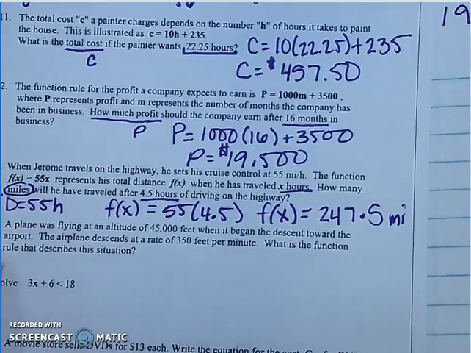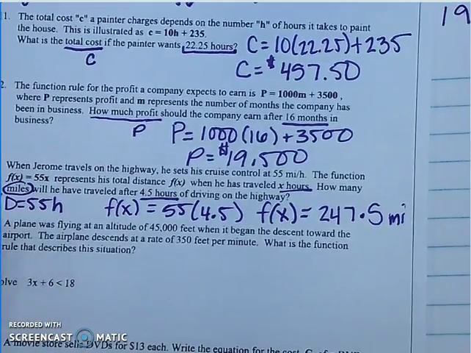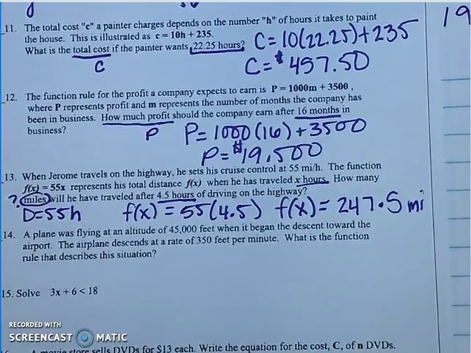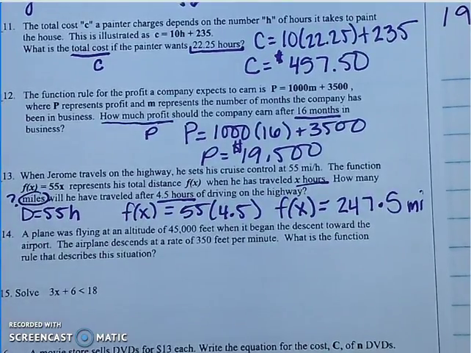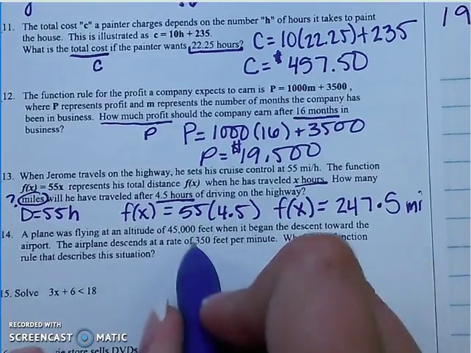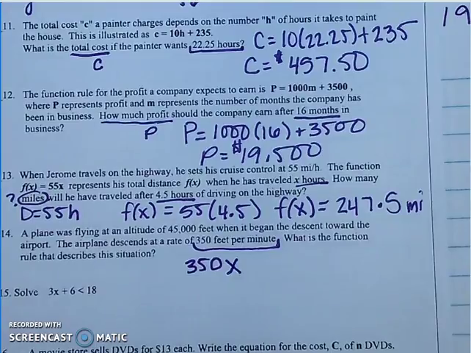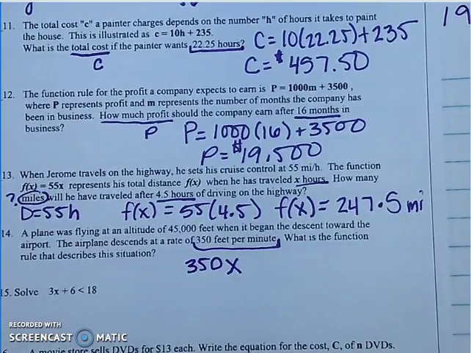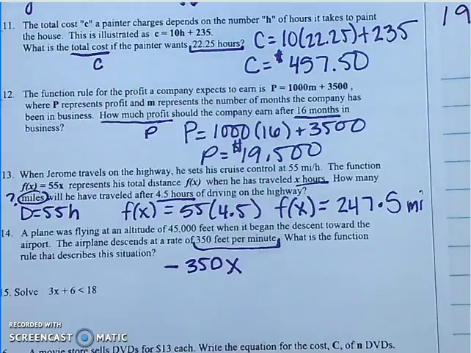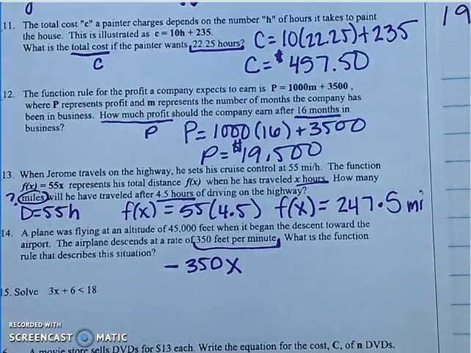All right, an airplane was flying at an altitude of 45,000 feet when it began its descent. That's going down towards an airport. The airplane is descending at a rate of 350 feet per minute. Notice here this 350 is with a per minute thing, guys. That is our rate of change. What is the function rule that describes this? So I have that rate of change, but there's a couple things I need to be mindful of. This is descending, it's going down. That's so important that that's a negative 350 because your airplane is going downhill or going down to land on the ground.